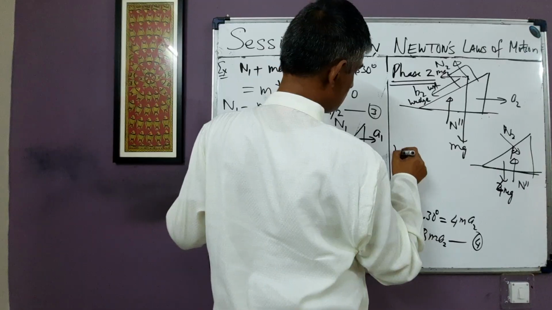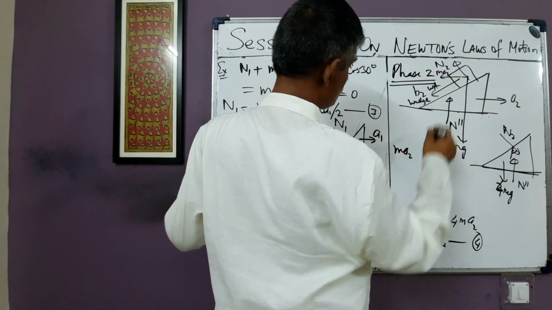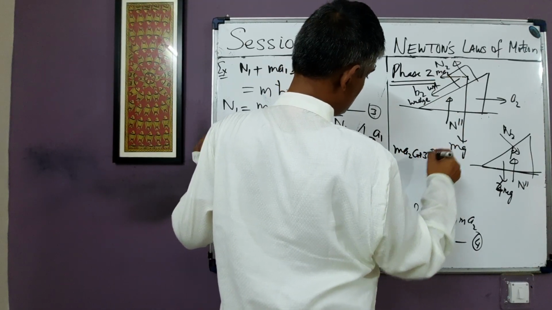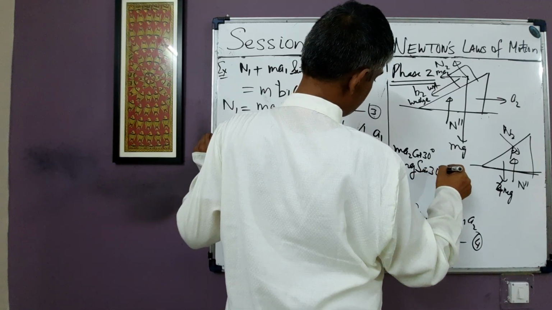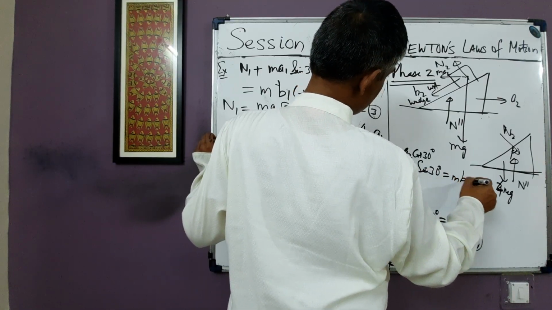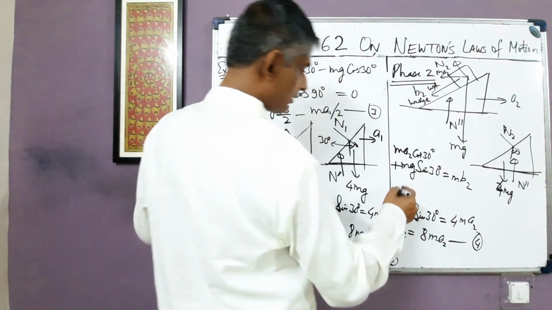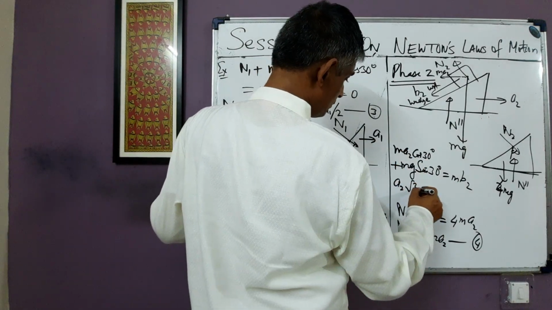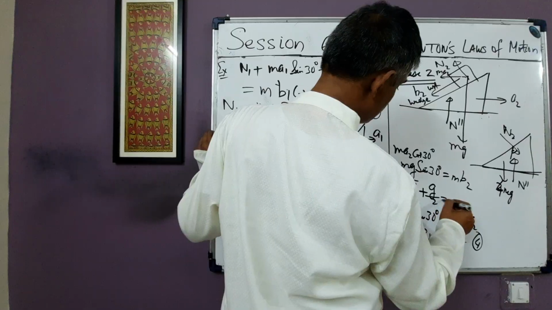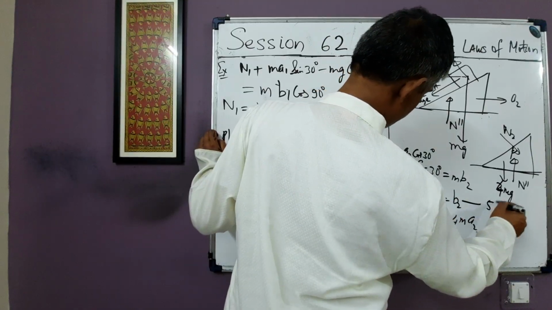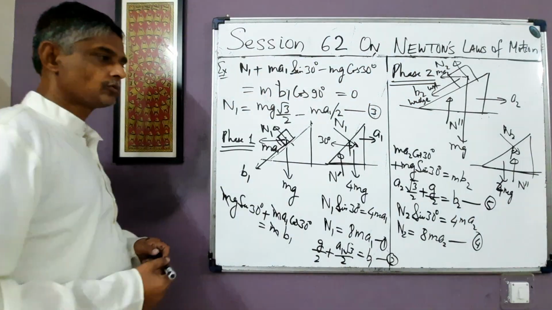What do I write? ma2 cos 30 degree plus mg sin 30 degree is equal to mv2. Now m goes away. Putting the values of sine and cosine of these angles. This is the fifth equation. Okay, fine.